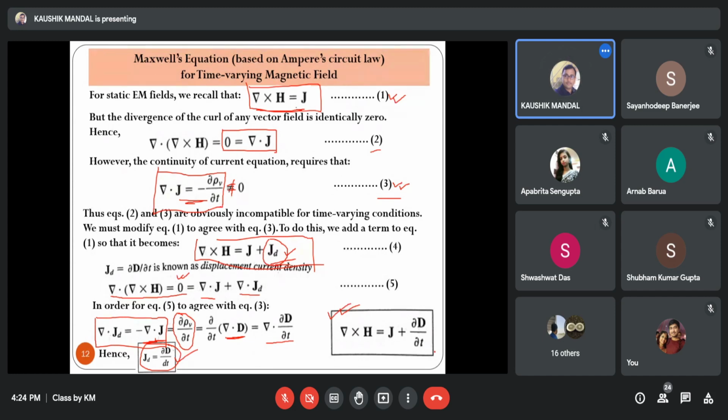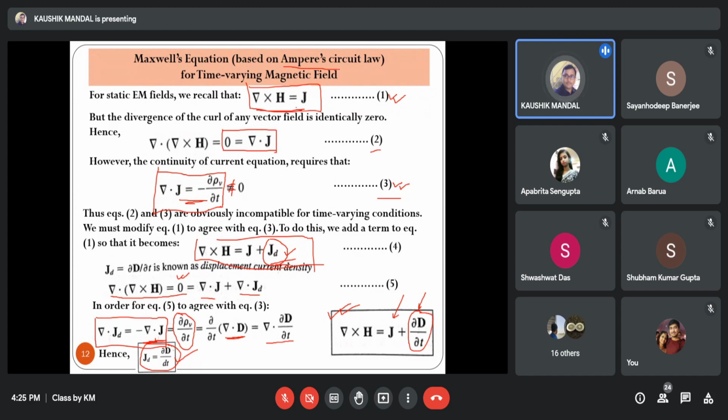Previously it was only J, but now this del D del T term is due to the time varying field. So for the static field, the Maxwell's equation is only curl H equal to J. But for the time varying magnetic field, curl H becomes J plus del D del T. That is, J is representing the conduction current and del D del T is representing the displacement current. So that is the Maxwell's equation derivation for the time varying magnetic field. It is basically based on Ampere's circuit law.